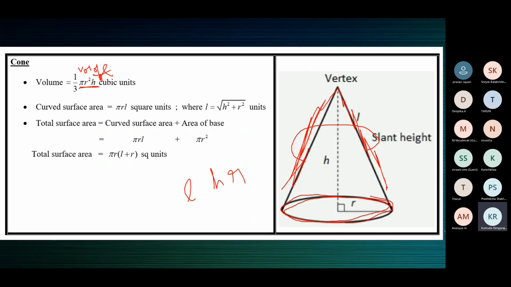So the total surface area of a cone. Now, when this cone is a solid cone, that is, the circular portion is covered with material. It's not like an ice cream cone. An ice cream cone is open at the top, from where they fill ice cream into the cone.